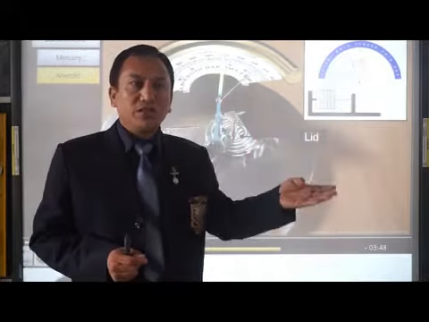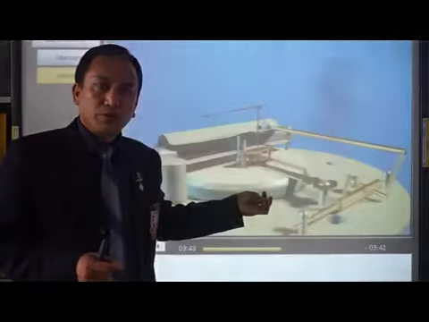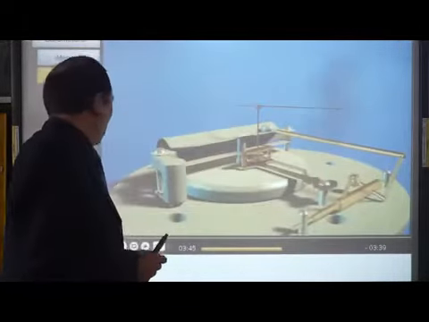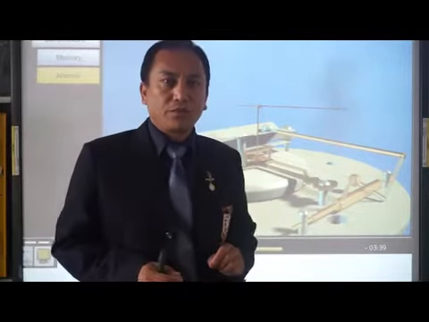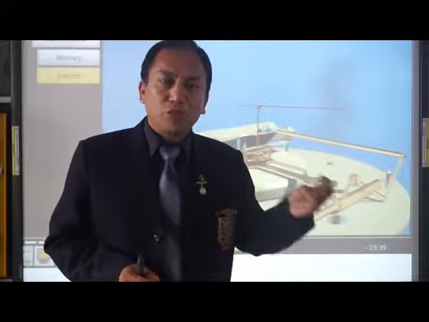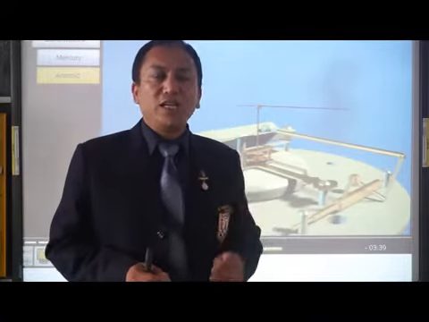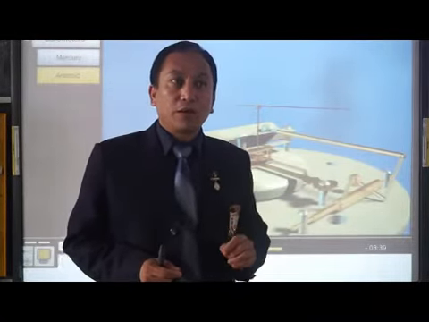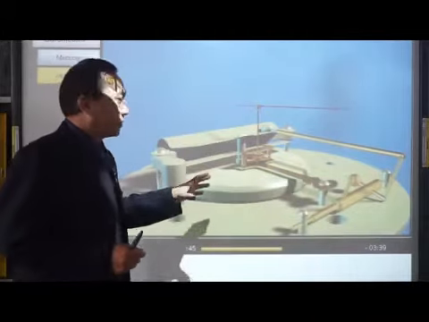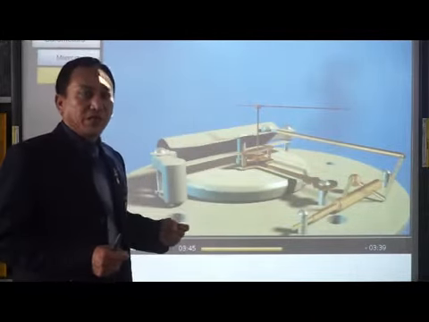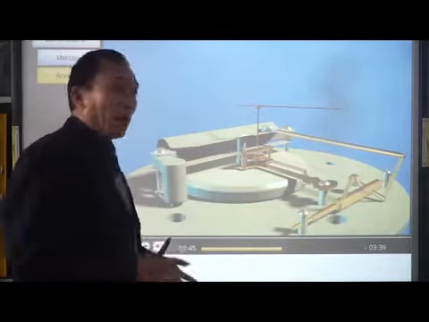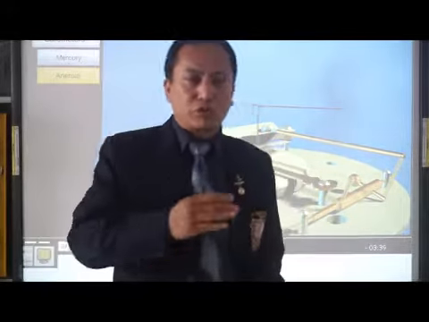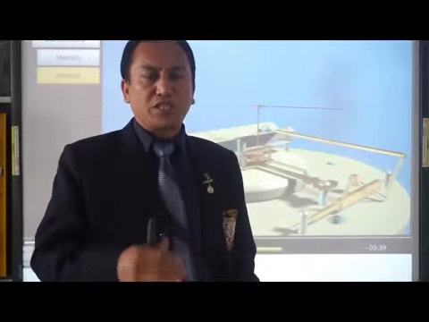The Mercury barometer, I explained to you, is very accurate, but it has some disadvantages. You cannot take it from one place to another. It is very fragile, it is very toxic. But the aneroid barometer is very handy. It's very small, and you can take it from one place to another. That is the reason why the aneroid barometer is used in most of the places and most of the times.